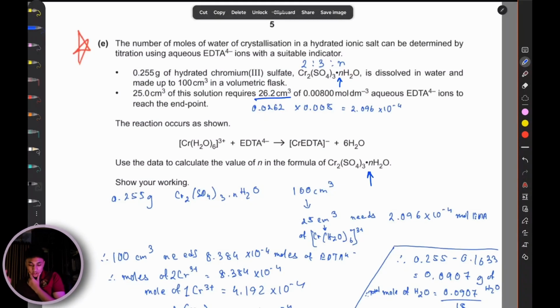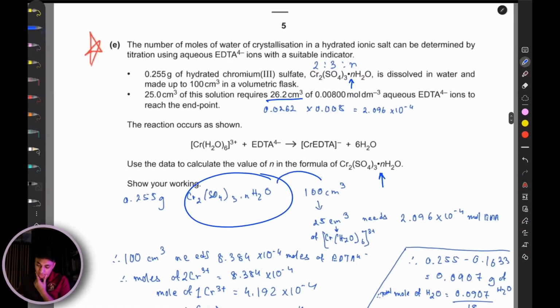For the 0.255 grams over here, that was first made into 100 cm³, and from that 100 cm³, you only took 25 cm³. And it is found out by multiplying the volume times the concentration. If you convert the volume into dm³, it's going to be 0.0262. And if you multiply the volume with concentration, the moles of EDTA turns out to be 2.096 into 10 to the power of -4.